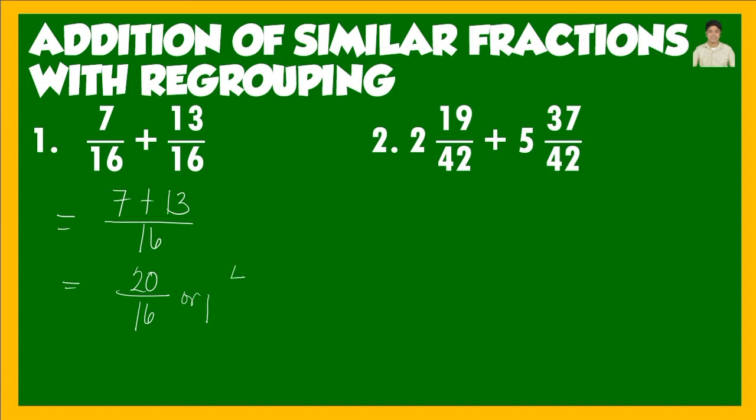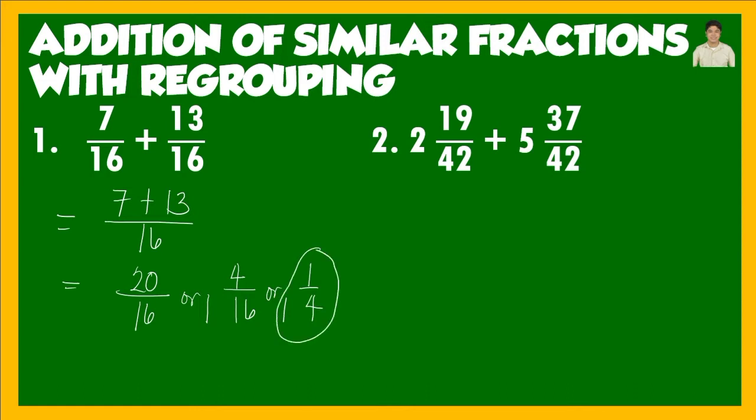So, 4 over 16. Okay, so kailangan pa rin natin i-simplify yung 4 over 16 kasi meron silang common factor pa. So, the greatest common factor is 4. So, kapag dinivide po natin yung numerator and denominator by 4, ang makukuha po nating sagot, 1 and 1/4. So, ito po yung ating final answer.